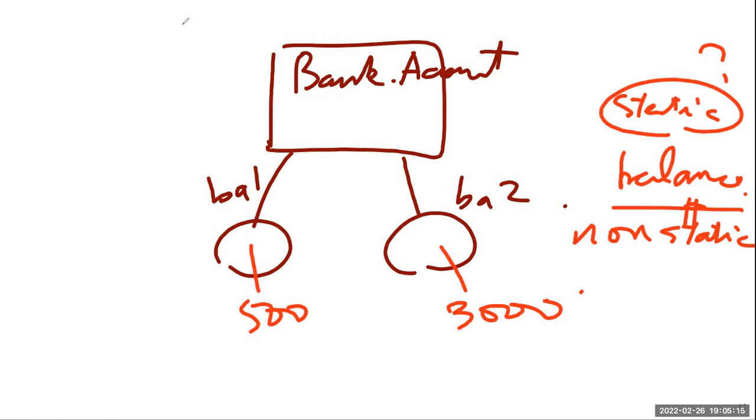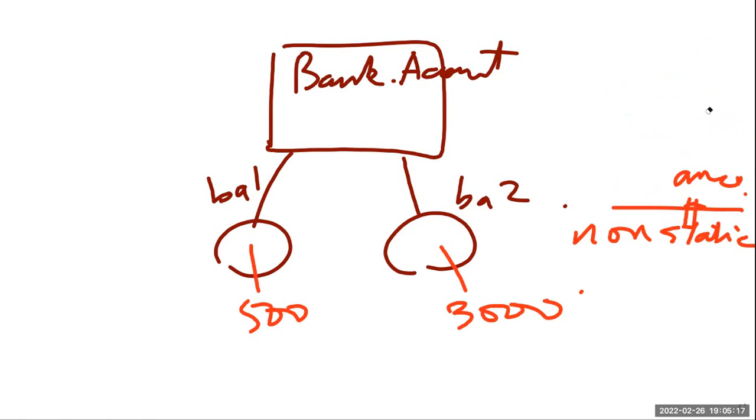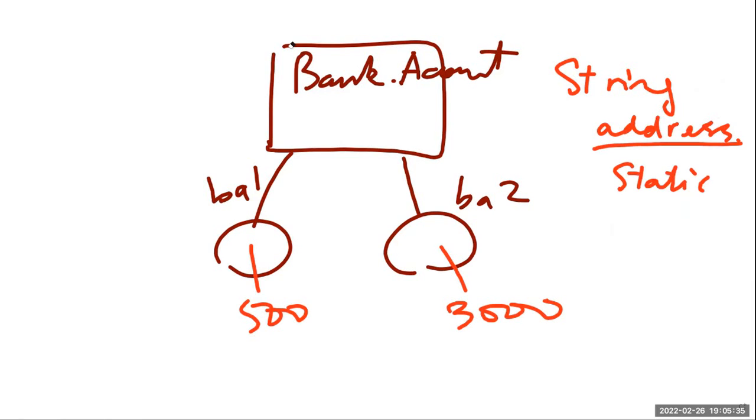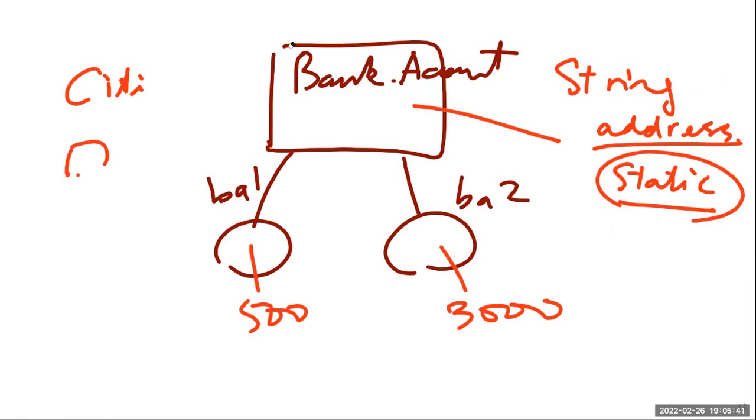Now I have a string variable called address, the bank address. Is the bank address static or non-static? Static, because your Citibank will be located in a certain location, no matter which account it is. Does that make sense?